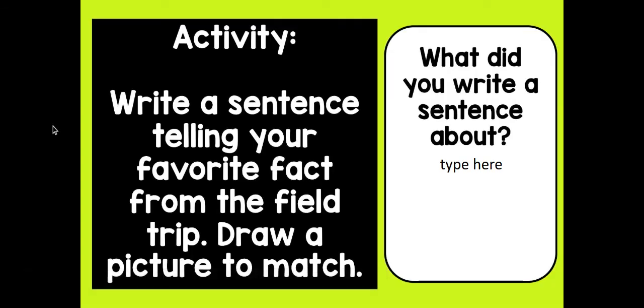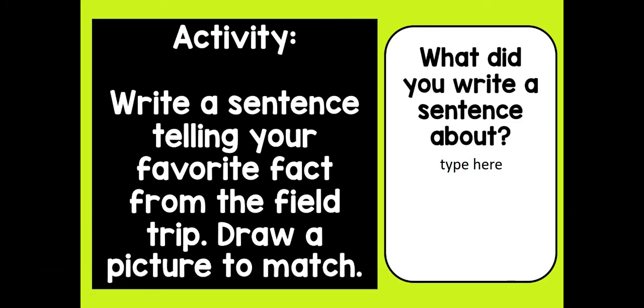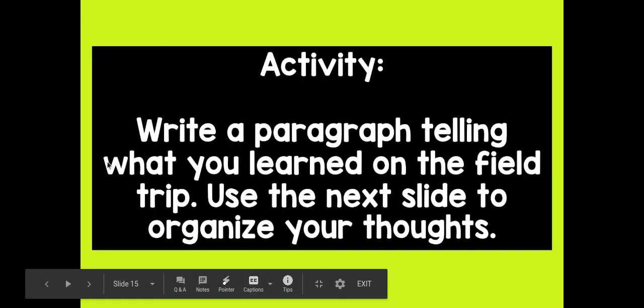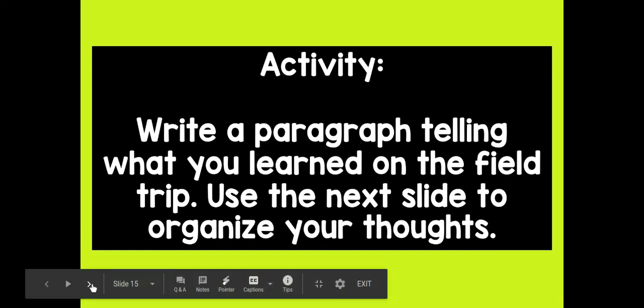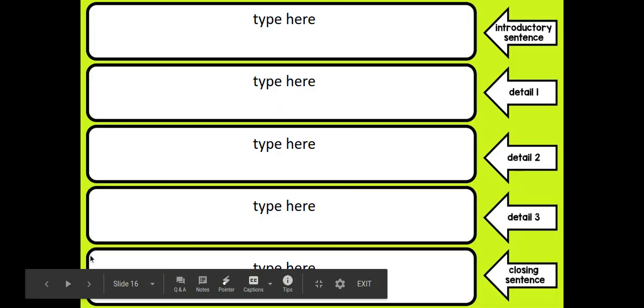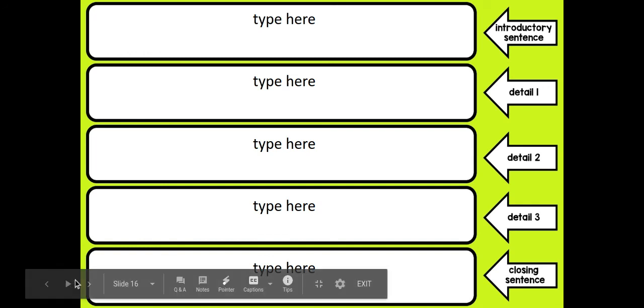You can write a sentence telling your favorite fact from the field trip and draw a picture to match. What did you write a sentence about? And you can always let me know in a private comment, or you can email me. Or you can write a paragraph telling what you learned on the field trip. Use the next slide to organize your thoughts. So obviously you can use it on a Google Doc, or you could write it on paper, or you can just write it in a private comment to me for this assignment. You don't have to, only if you want to.